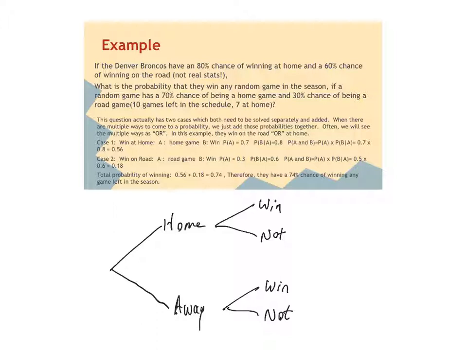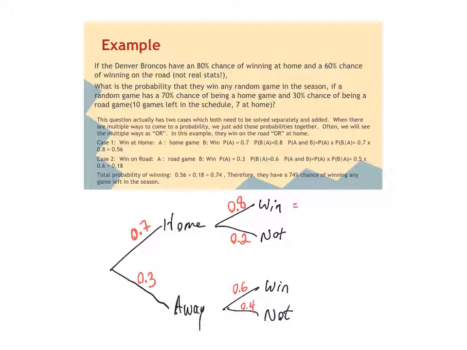Now, for the numbers that go on the tree diagram, you just have to ask yourself, what's the probability of it being a home game? 70% of the games are at home, so there's a 0.7 chance of it being a home game, so 0.7 can go there. There's a 30% chance of it being away. If it's a home game, there's an 80% chance of winning and a 20% chance of not winning. If it's an away game, they have a 60% chance of winning and a 40% chance of not winning.